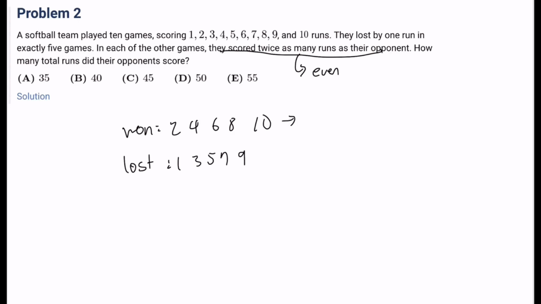And this is going to give us that their opponent scored half of these, so it's 1, 2, 3, 4, 5. And for the lost games, their opponent scored one more than that, which is 2, 4, 6, 8, 10, right? So if you add these all together, this is 15, this is 30. That gives us 45. And that's the answer.